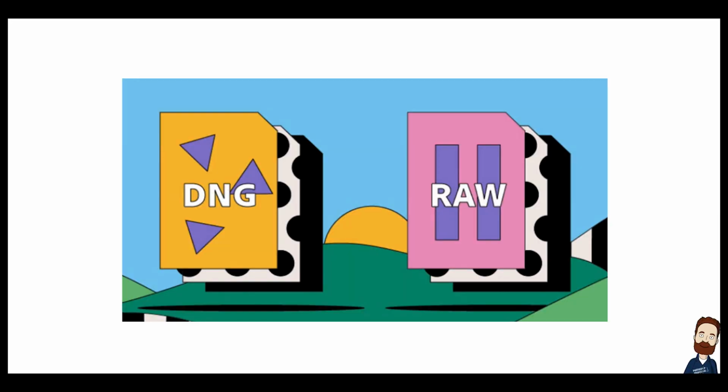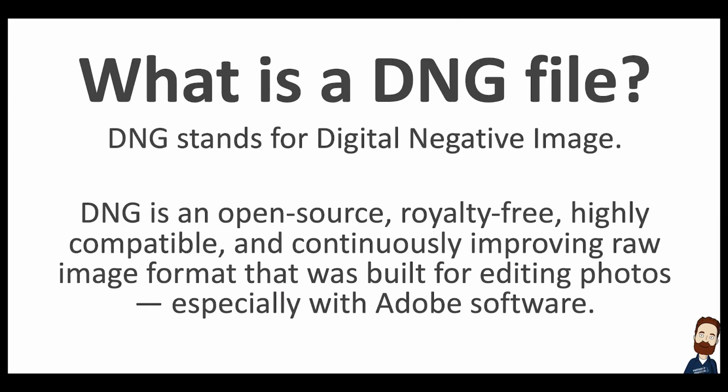We can't talk about RAW without talking about DNG. So what is DNG? DNG stands for digital negative image. DNG is an open source, royalty-free, highly compatible, and continuously improving raw image format that was built by Adobe for editing photos. And obviously it works great with Adobe software.